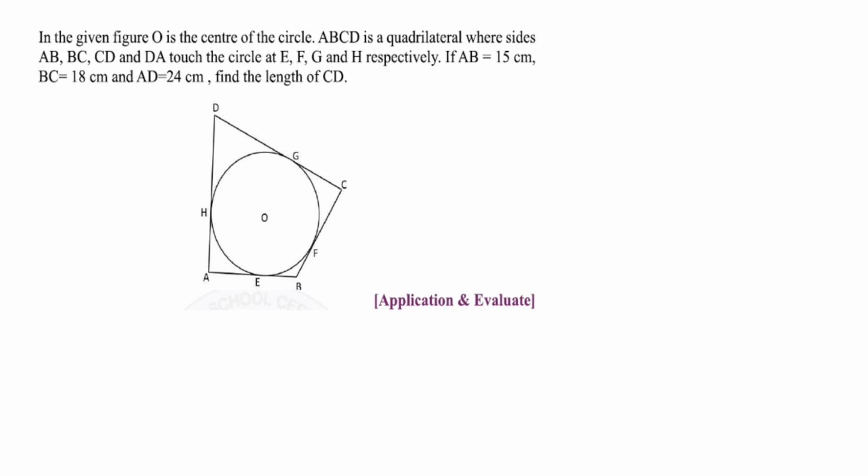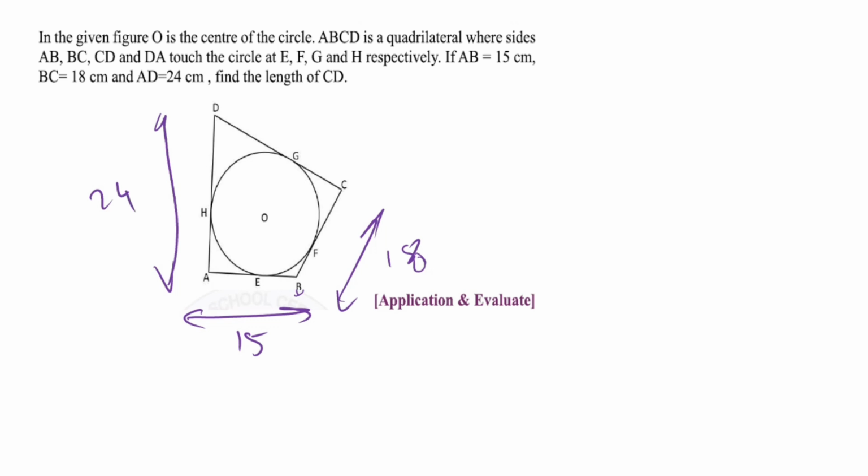In this question we need to find the length of CD. Now let's analyze what is given in the question. Given is AB. Length of AB is 15. Length of BC is given as 18. Now length of AD is given as 24.